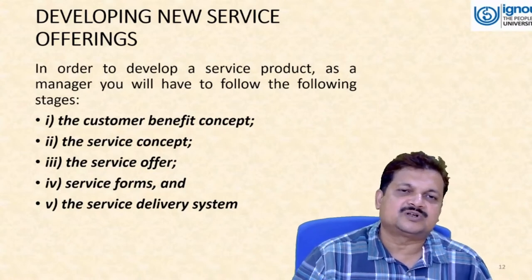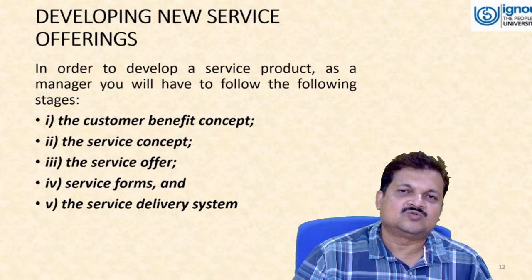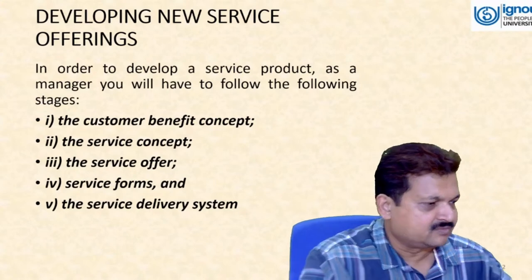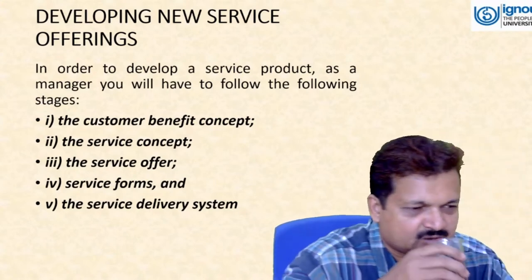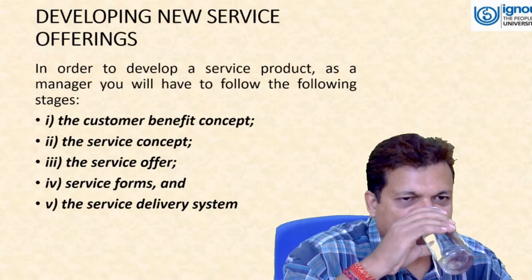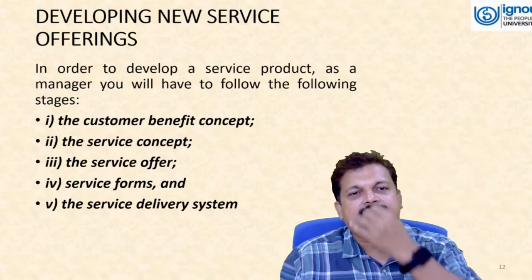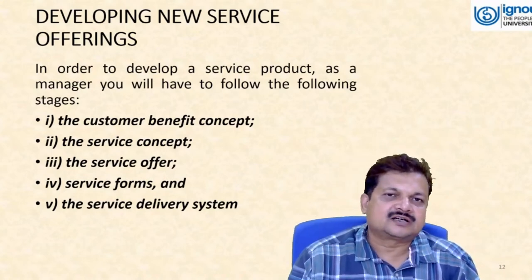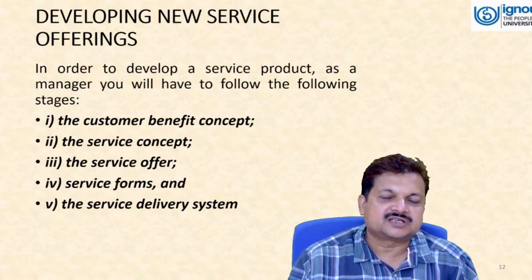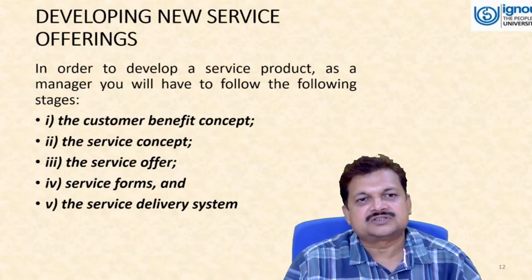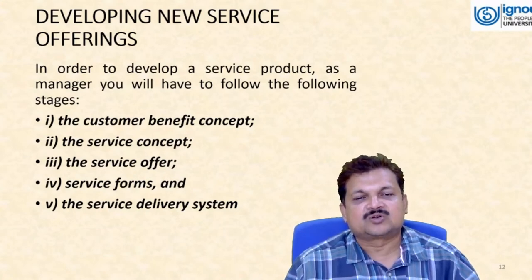Let us say you want to open a gym, a swimming pool, or a hotel. What kind of benefits do you want to give to the customer, which were not given by the earlier hotels or earlier service centers? You need to say in what way you are superior, or show your USP, unique selling proposition, by which the customer will get more benefit.